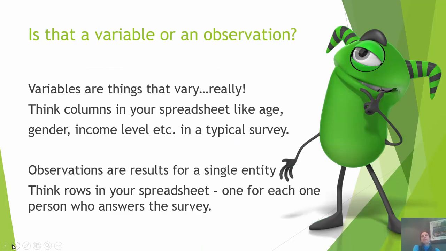Is that a variable or an observation? These are two terms that you're going to run across. A variable is something that is measured, and an observation is the actual result for a single entity.